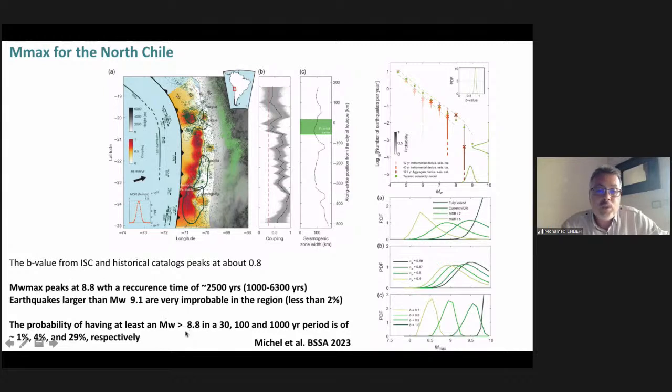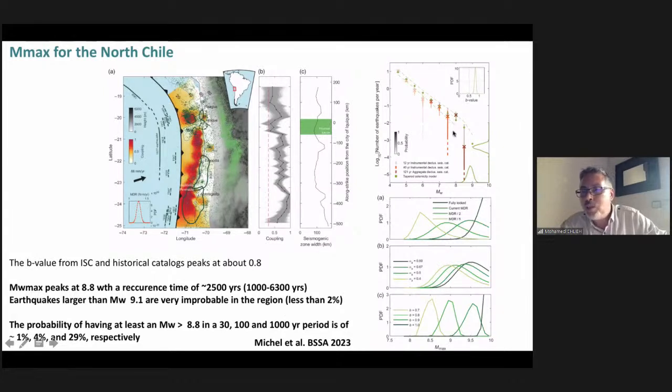And what they conclude in their paper is that in the next 30, 100, or 1,000 years, we can have an earthquake of this magnitude or higher. The probability to have that in 30 years is 1%, in 100 years it's 4%, and in 1,000 years it's 29%.